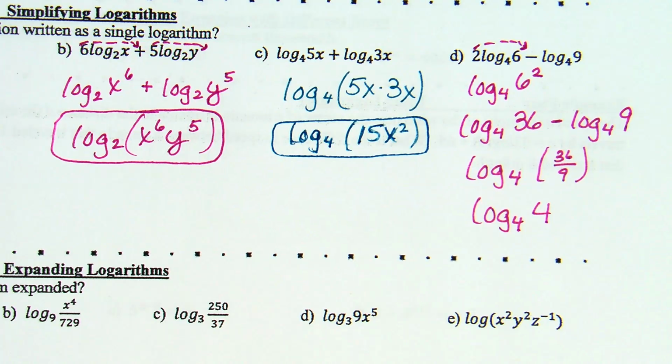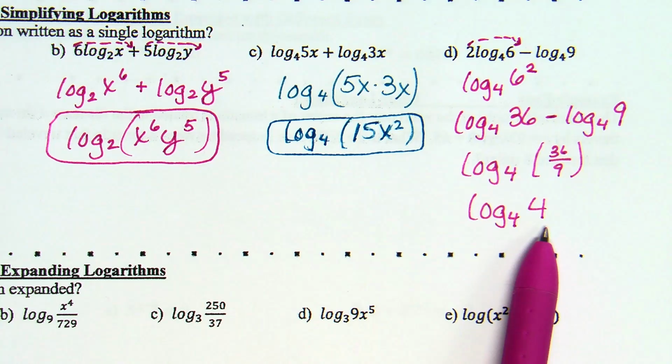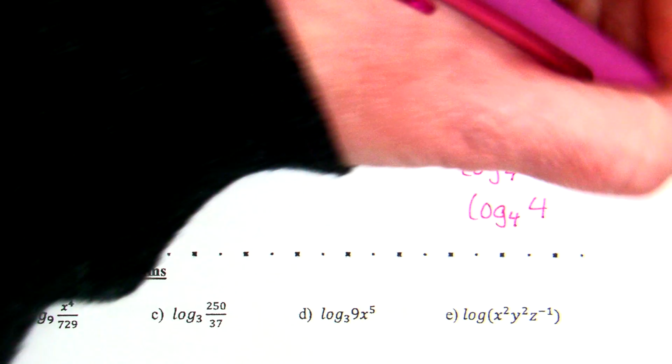Which equals 1. The identity property says if the base and the inside are the same, it's just equal to 1. If there was a power up here, it'd be equal to the power. But in this case, it's just equal to 1.